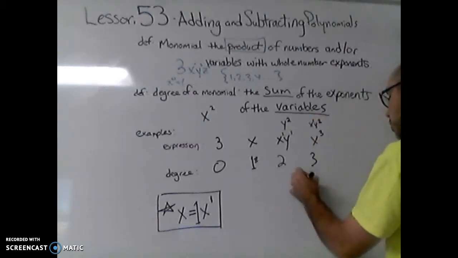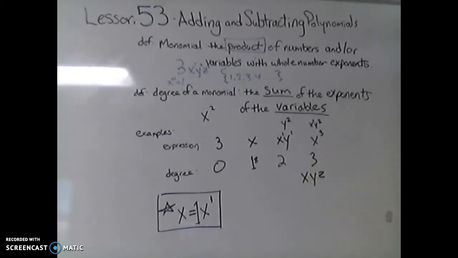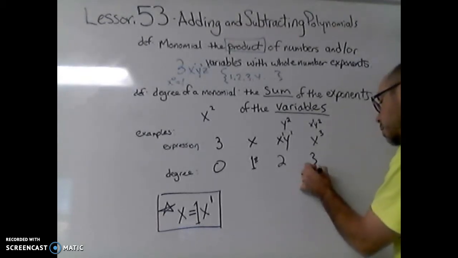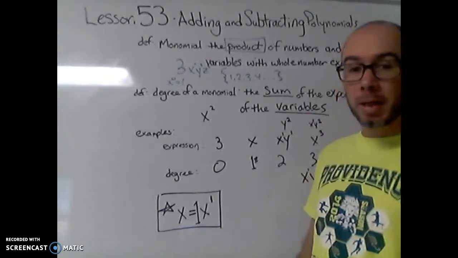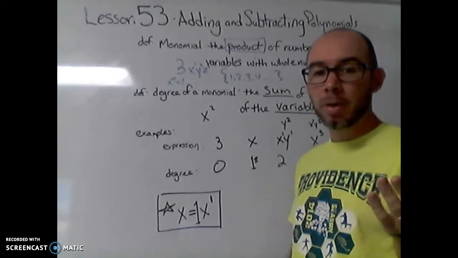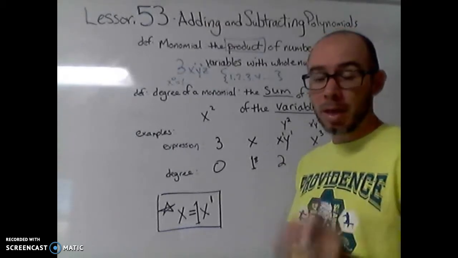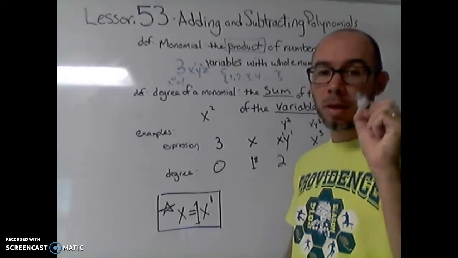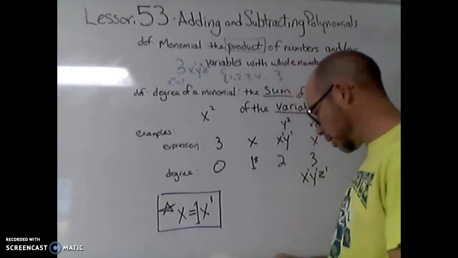And maybe I could do another one that's kind of funky. x times y times z is a third degree monomial because x to the 1, y to the 1, z to the 1, that's 3. So you can have just one variable like x to a power, and then it's pretty easy to identify it. Or you could have multiple variables, and then you're just going to sum up all their exponents, remembering that if it's just a letter, you can understand that little 1 is sitting there waiting for you to do something with.